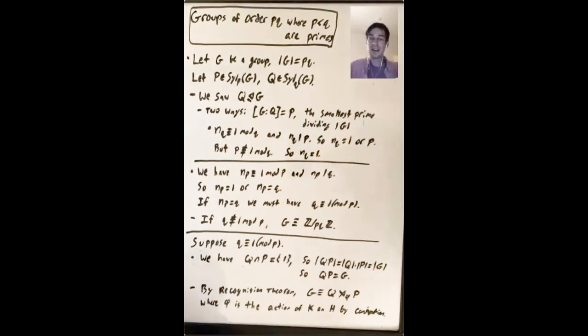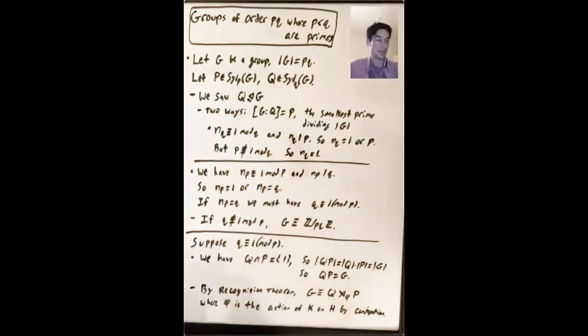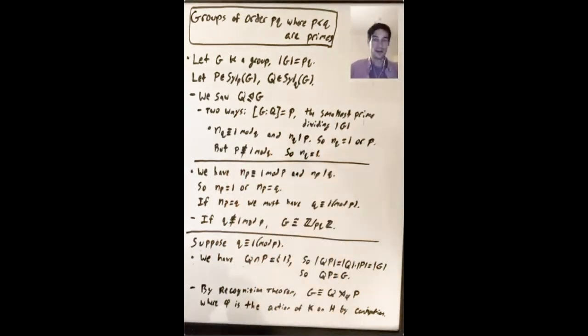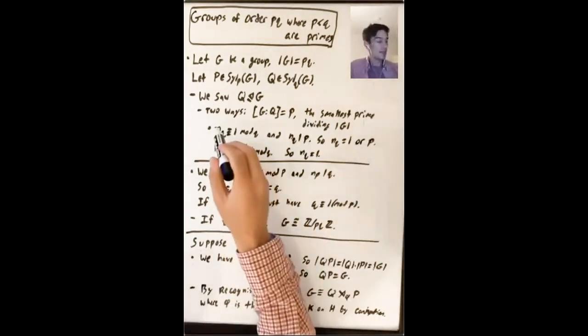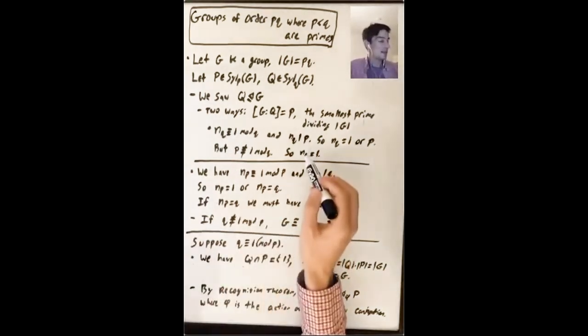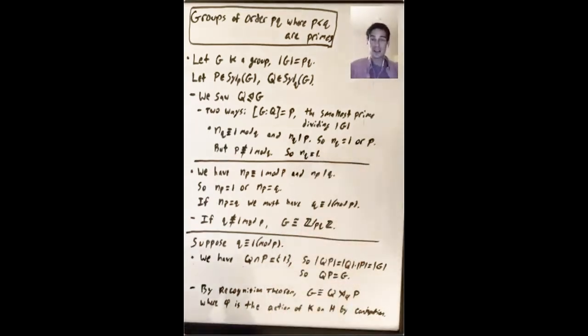Another way is by using Sylow 3. We know that n_q, the number of Sylow q-subgroups, is 1 mod q, and n_q divides p. But p is a prime, so the only things that n_q could be are 1 or p. But it can't be p because p is not 1 mod q, because p is less than q, and it's not 1. So that means that the number of Sylow q-subgroups is 1, so that unique Sylow q-subgroup is normal.